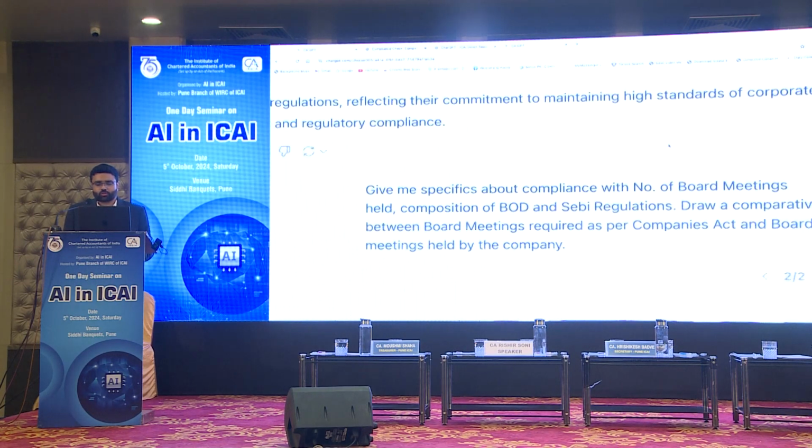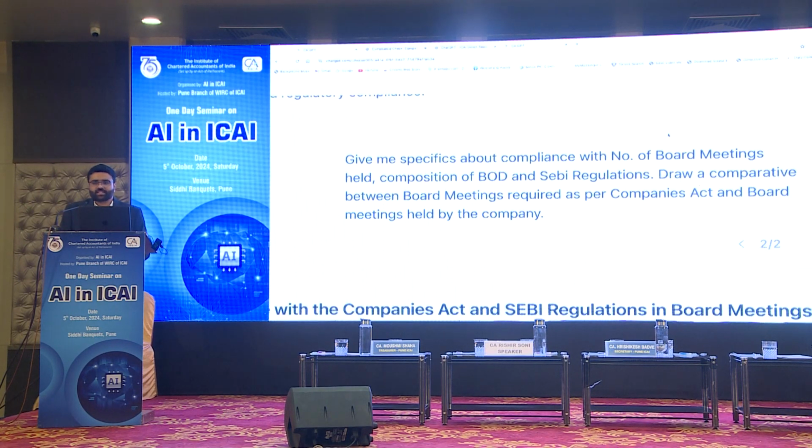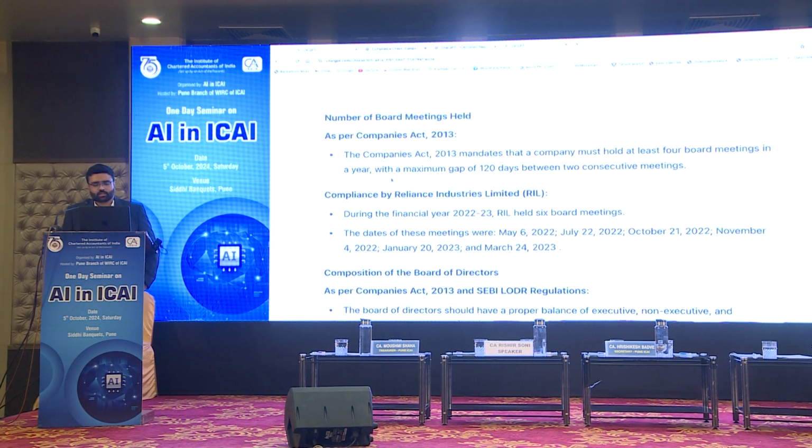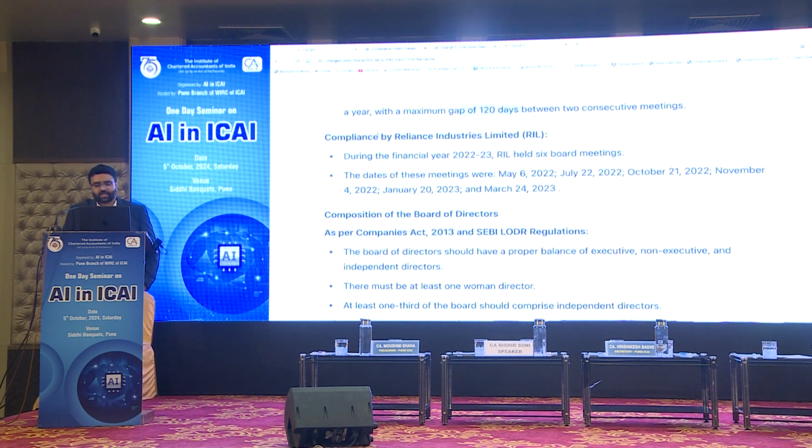So I just asked it to give me specifics about compliances with the number of board meetings held and the composition of the board of directors with regards to SEBI regulations. So what Reliance has done and what is required under SEBI regulations or the Companies Act. It's going to draw us a comparative for that. It starts with complying with the annual board meetings. Number of board meetings: as per the Companies Act, a company must hold at least 4 board meetings in a year with a maximum gap of 120 days. Factually correct. And compliance by Reliance Industries Limited: it has searched that entire 300-page document and given me a response within seconds. RIL has held 6 board meetings and the dates of those meetings have been mentioned here.